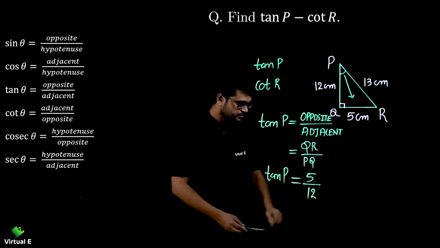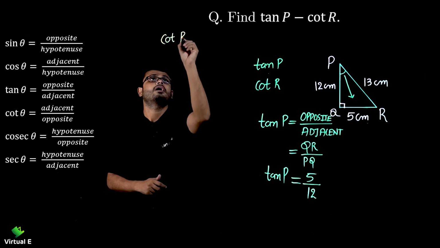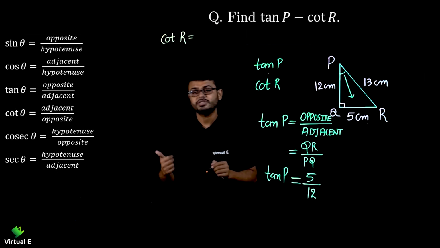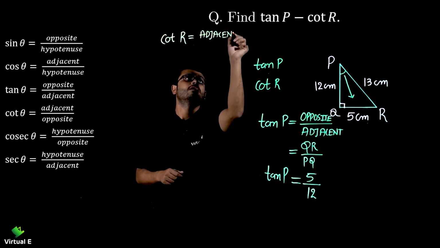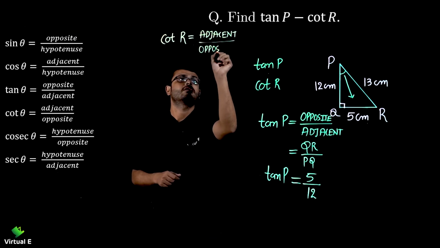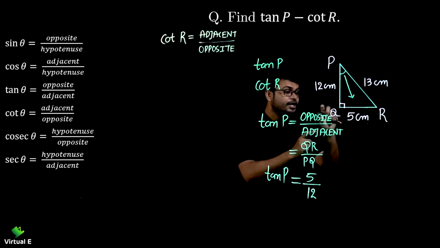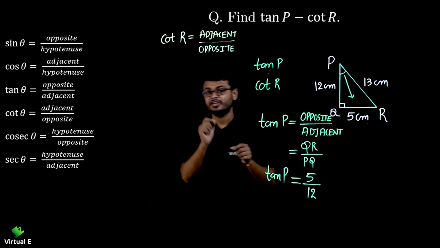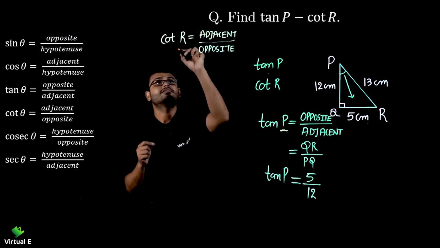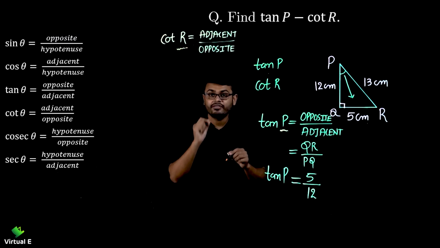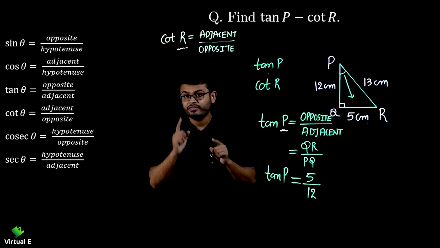First ratio is done. Let's do the second one, which is cot R. Cot R we need to find. So cot R is equal to, let's recall the ratio first of all, adjacent over opposite. Simple. Now, we need to take adjacent and opposite. We cannot take QR as opposite and PQ as adjacent. Remember, we cannot take it because I told you at the start of the question, this is for angle P and this is for angle R. Angles are different. Opposite side of angle R and opposite side of angle P, they both are different.